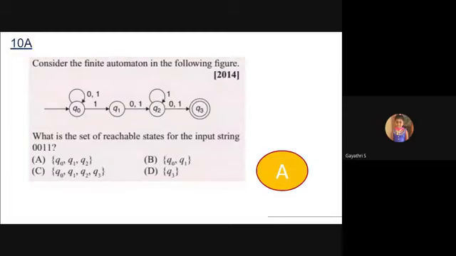This is D. This is an NFA, not a DFA. This is NFA, non-deterministic finite automata. So for an input, more than one transition is possible. In DFA, it's not possible. There is a unique transition for any input, but in NFA, for one input it has two or more transitions, right? So A is the right one.